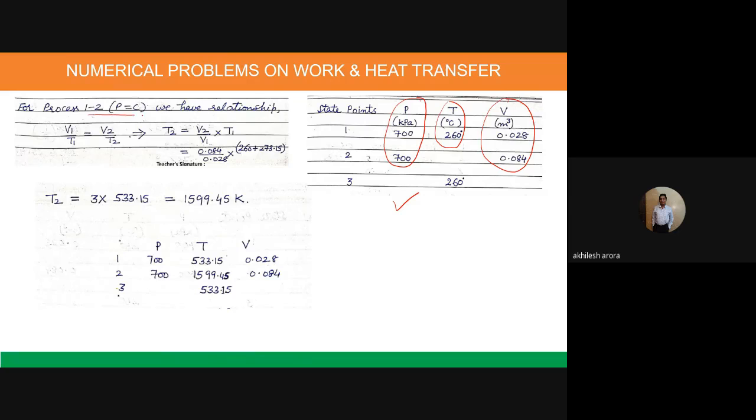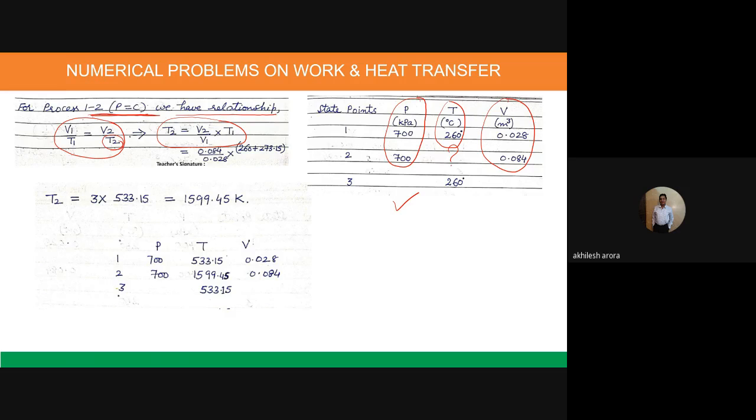So for a constant pressure process, if the pressure is constant, we have the relationship V1 by T1 is equal to V2 by T2. And from here, I can always calculate the value of T2, which is required here. This is the unknown value. So T2 will come out to be V2 by V1 into T1.